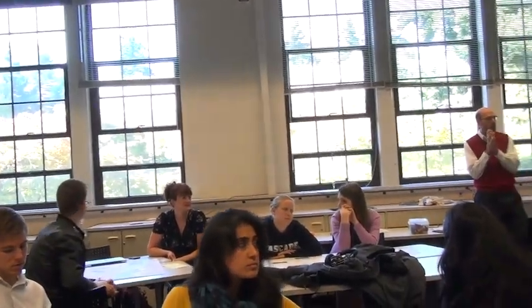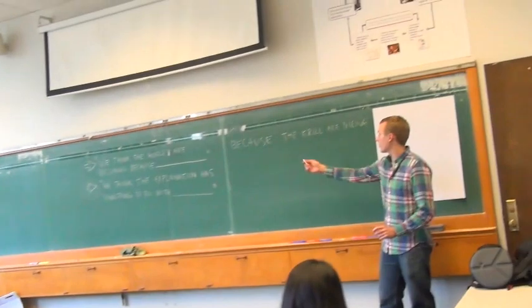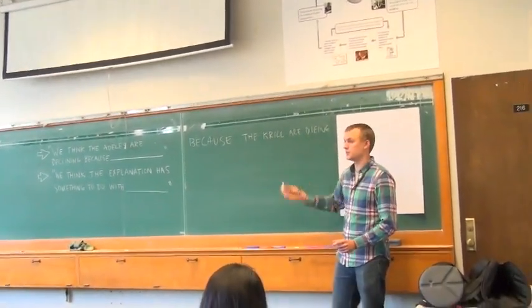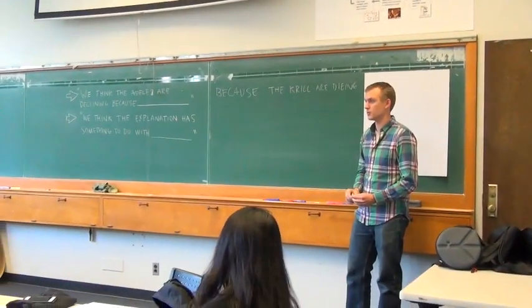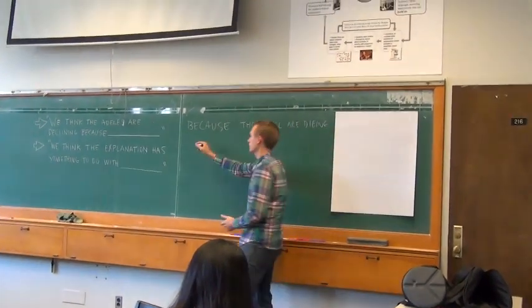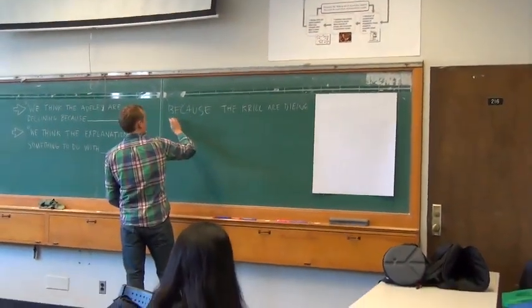Okay, so what I'm hearing is that one of the possible reasons that the krill are dying is a decrease in sea ice. Okay, go ahead and write that. That's what we're putting up there.